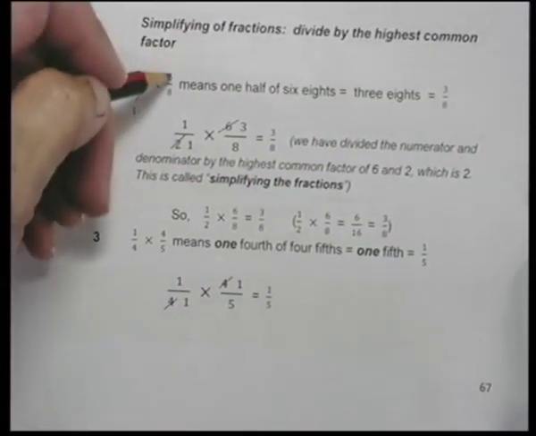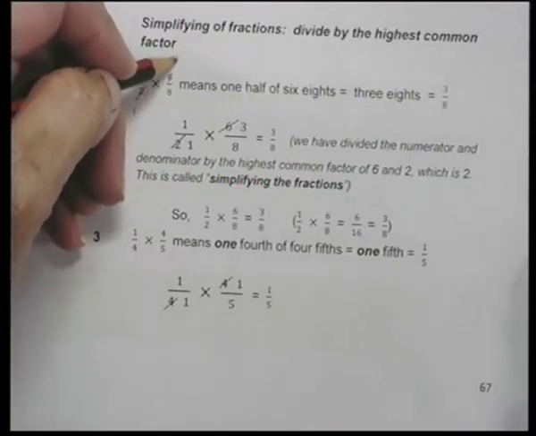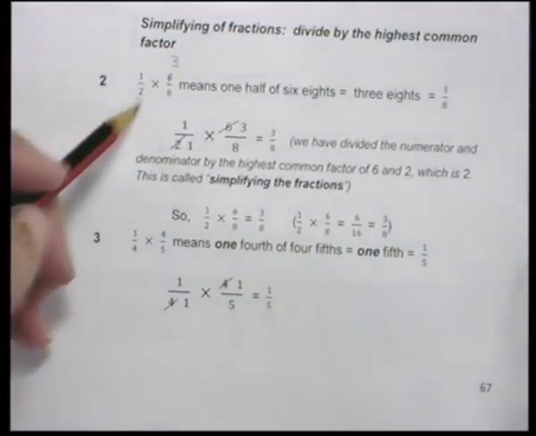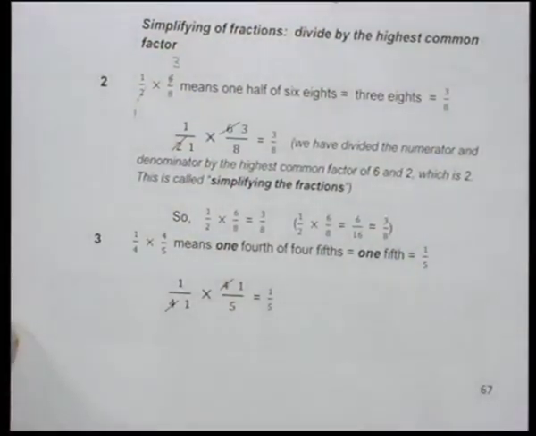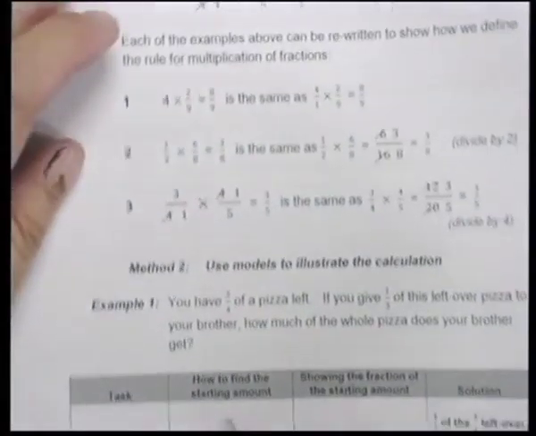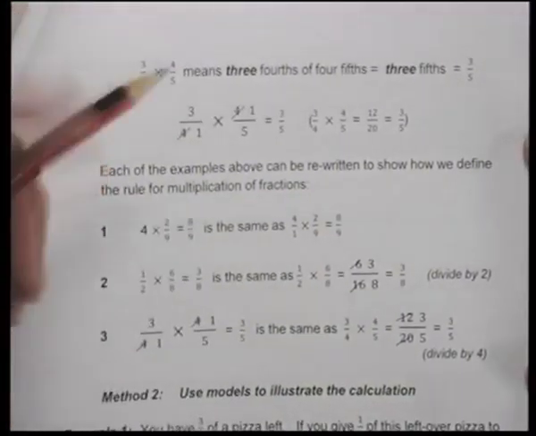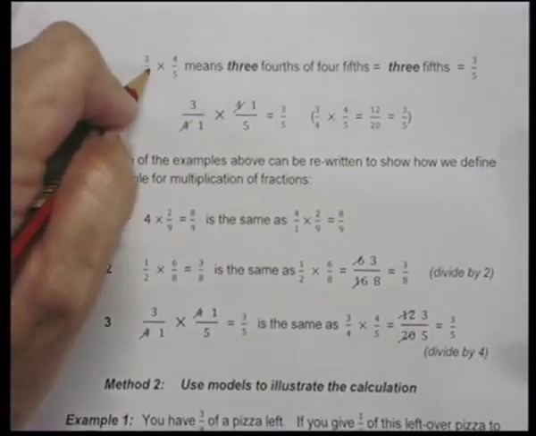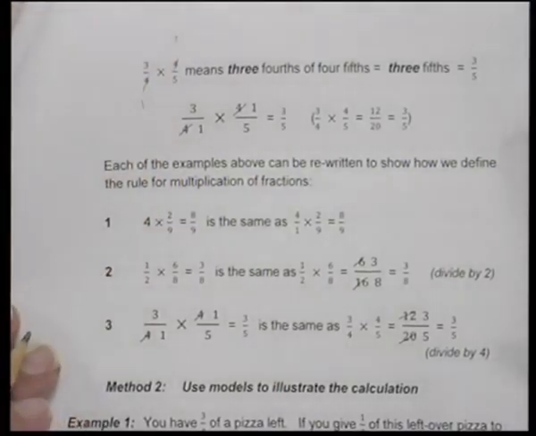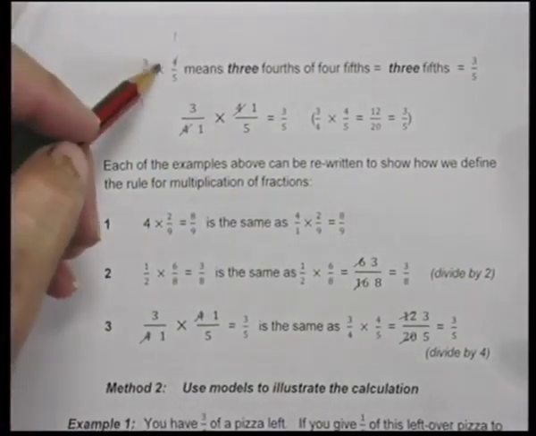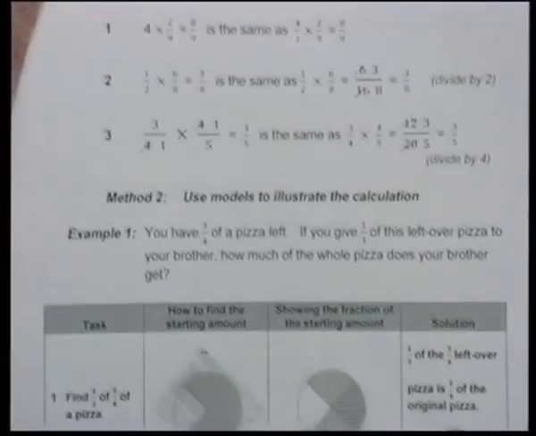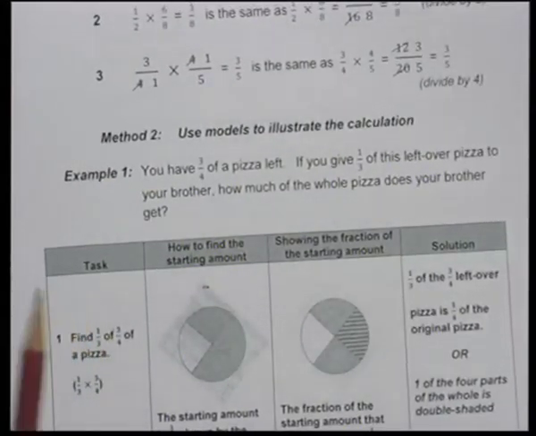2 divides into 2 once, and 2 divides into 6 3 times. And then we say 1 times 3, which is 3, and 1 times 8, which is 8. So we can always simplify before we multiply. The same here. If you have 3/4 times 4/5, we can divide. 4 divides into 4 once, and 4 divides into 4 once. And then 3 times 1, and 1 times 5. So 3 over 5. The same there with the rest of them.